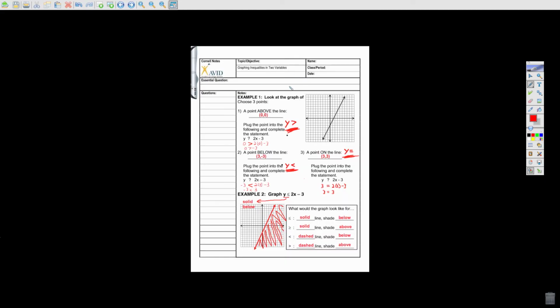Hey guys, we're going to go through here and get these notes. This is graphing inequalities with two variables. It just builds off what we've done and really gets into having an x variable and a y variable. So we're talking about lines again.